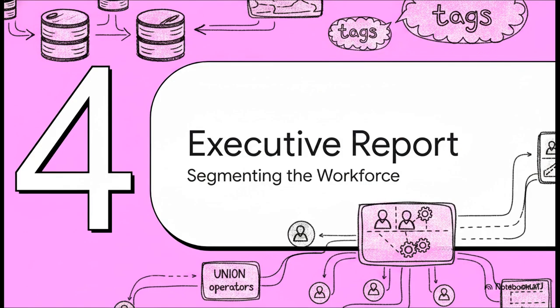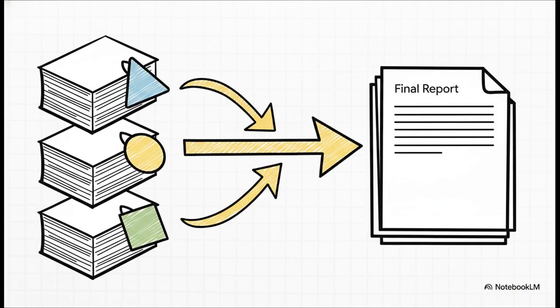Section 4, the final executive report, segmenting the workforce. Let's look at how the database source material perfectly demonstrates building this highly segmented executive report using these exact custom tags and union operators. Using the exact categorizations from the database examples, we are creating 3 distinct queries and stacking them. First, a tag of old man is applied where the demographic age is over 40 and gender is male. Then we union that with a second query, an old lady tag applied where age is over 40 and gender is female.